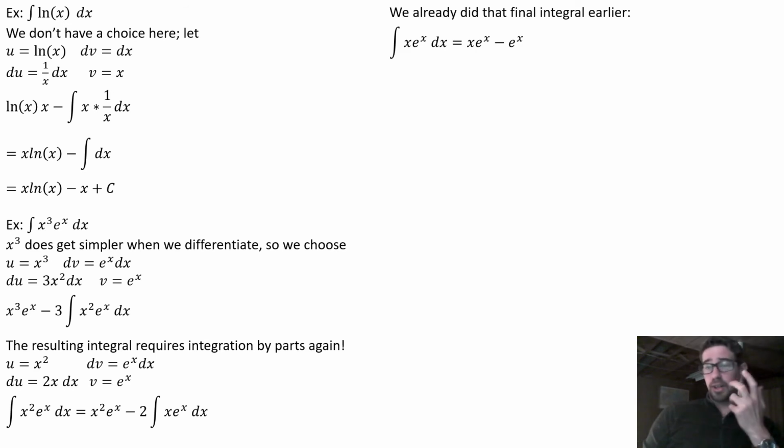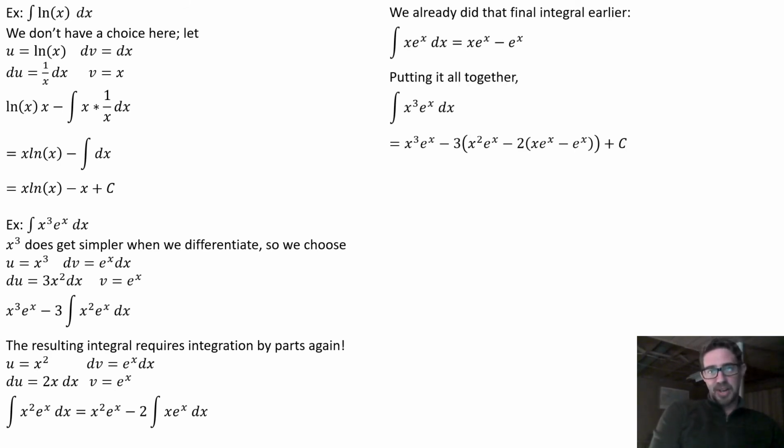So we already figured out that the integral of x e to the x equals x e to the x minus e to the x. And now I'm going to put everything back together. That whole thing I just got goes in the expression for the integral of x squared e to the x, and that whole thing goes in the expression for x cubed e to the x. I don't know if this way is easier to you. It's easier to me.